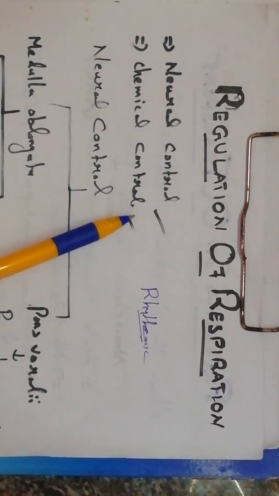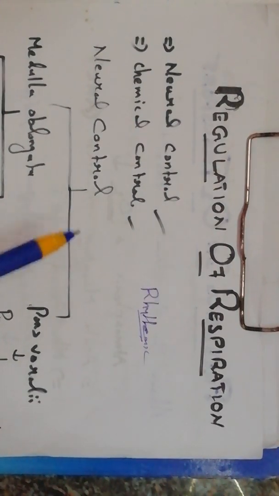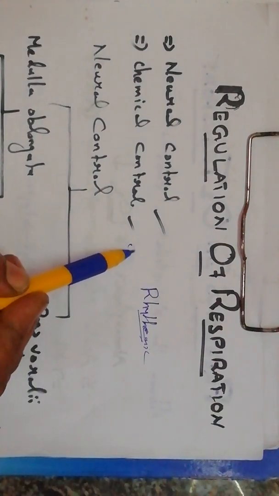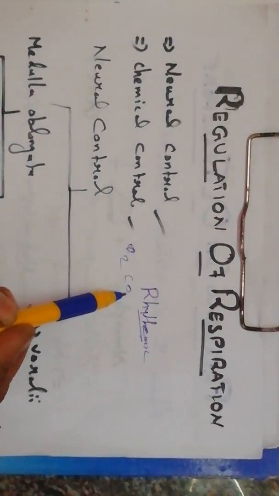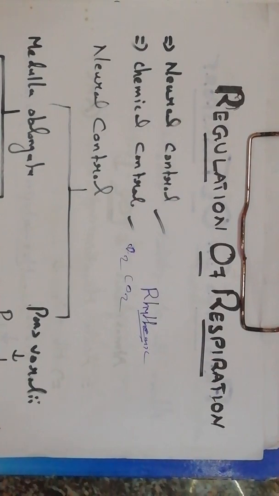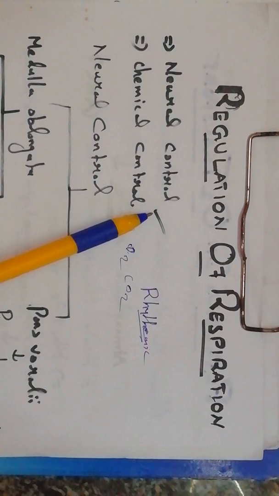When we talk about respiration, surely we will talk about the two major gases, that is oxygen and carbon dioxide. So how these two chemicals are controlled is known as chemical control. First we can talk about neural control.